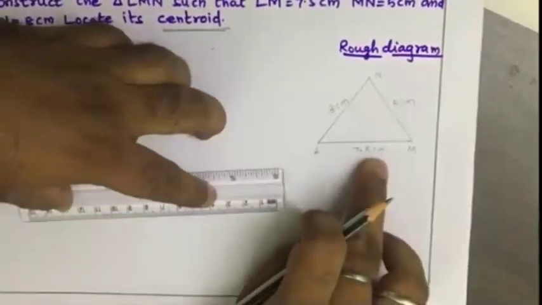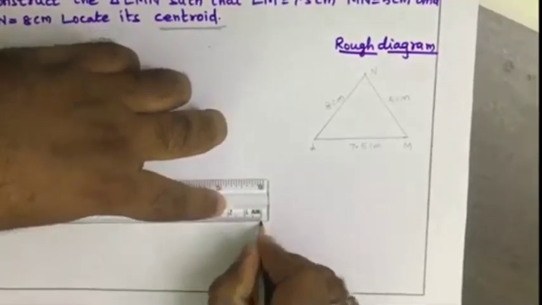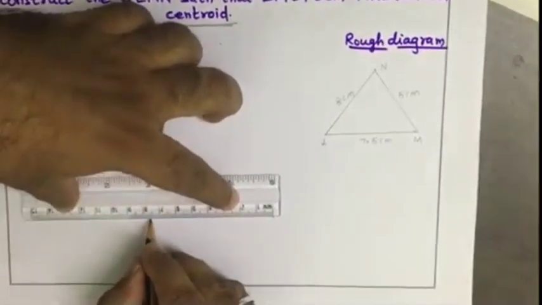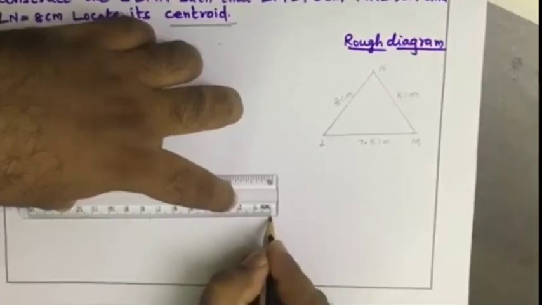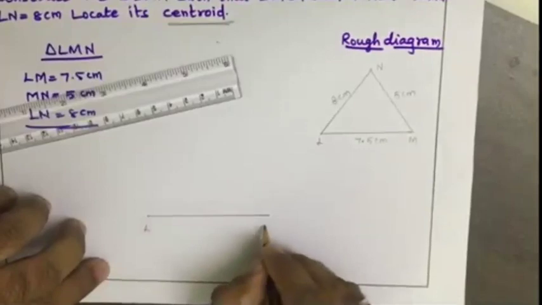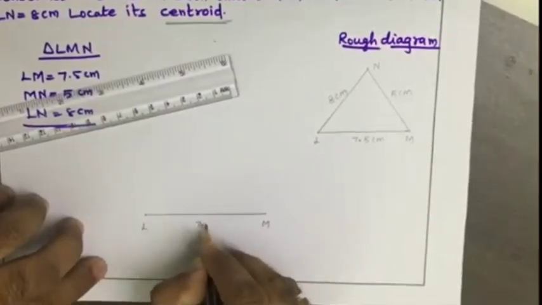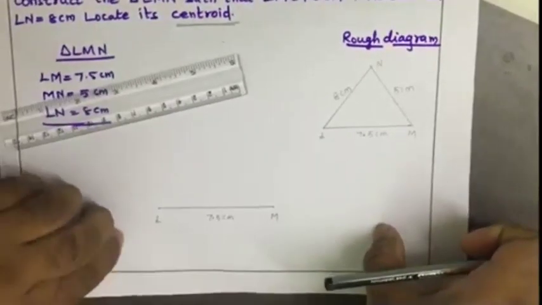Next we draw the main diagram. First we draw a straight line LM. What is the measurement? 7.5 centimeter. Draw a straight line LM equal to 7.5 centimeter. Now write the name LM, measurement is 7.5 centimeter.